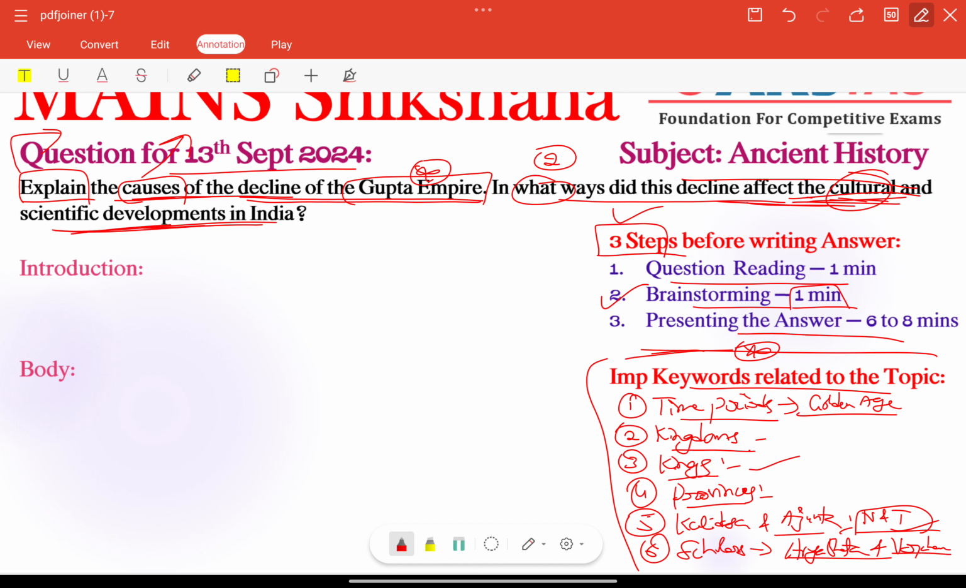Next, presenting the answer. We need to complete our answer within 6 to 8 minutes if we follow these 2 steps properly within time. That is our target here. So next, coming to the introduction.